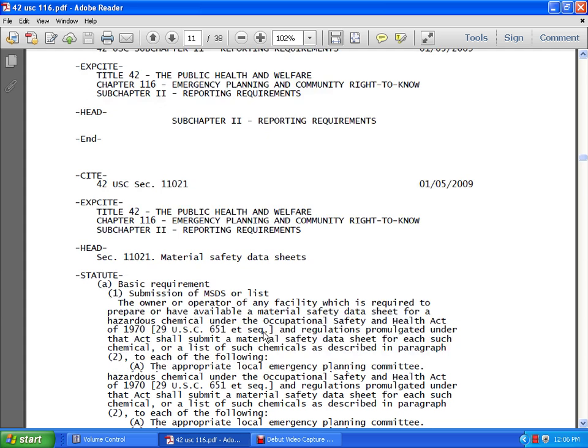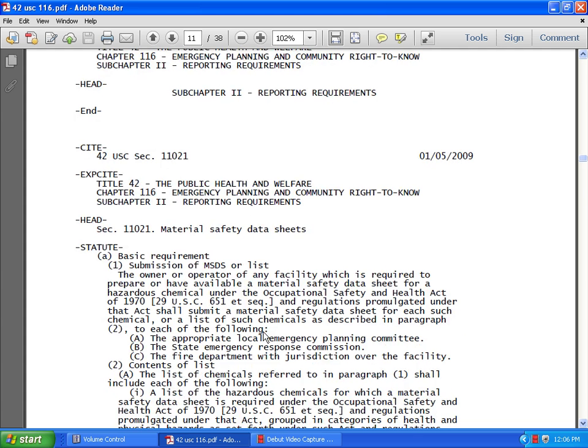The basic requirement is submission of an MSDS or a list. The owner or operator of any facility which is required to prepare or have available material safety data sheets for a hazardous chemical under the Occupational Safety and Health Act of 1970, Title 29 United States Code 651, and regulations promulgated under the Act, shall submit a material safety data sheet for each of the chemicals, or a list of chemicals as described in paragraph 2, to each of the following: A, the appropriate local emergency planning committee; B, the state emergency response commission; C, the fire department with jurisdiction over the facility.